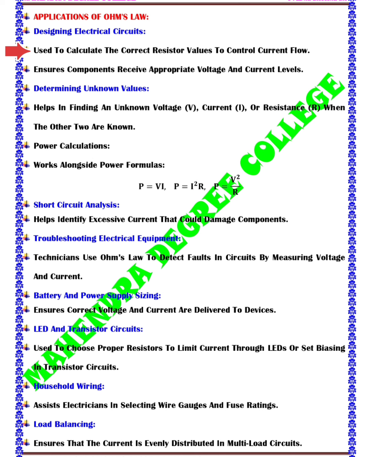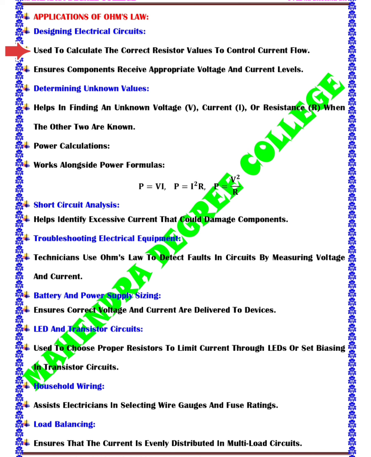How Ohm's law is used. We know R equals V divided by I. This formula calculates resistance when voltage and current are known. V equals IR.